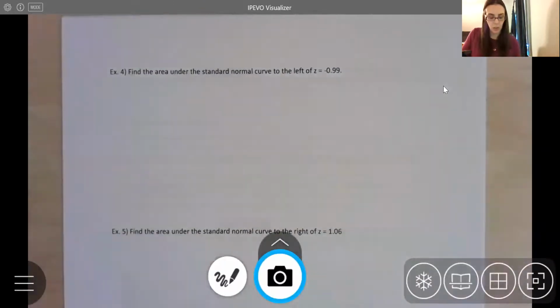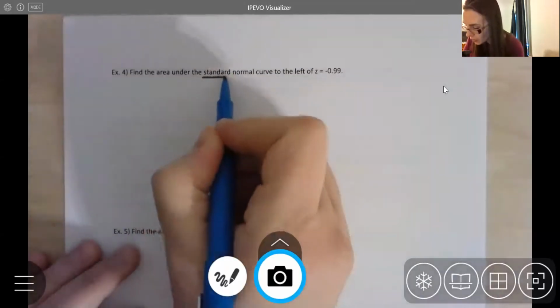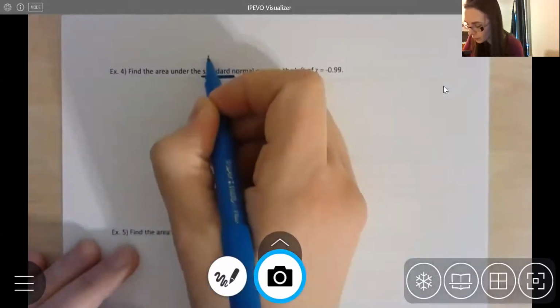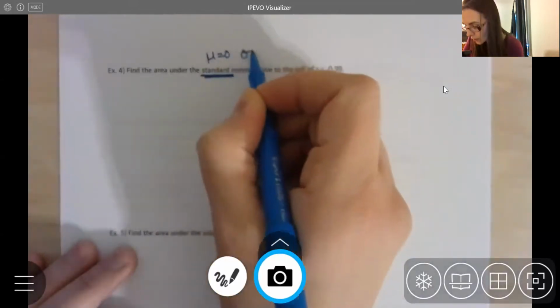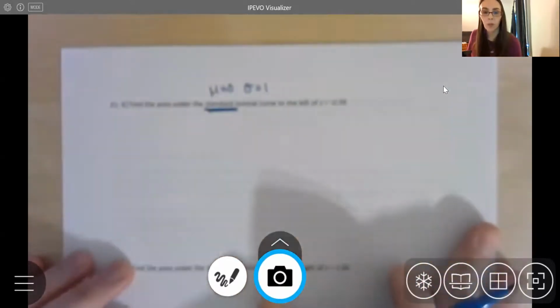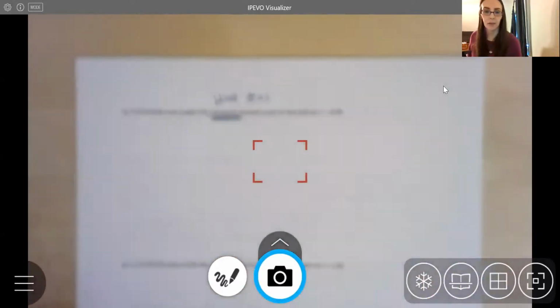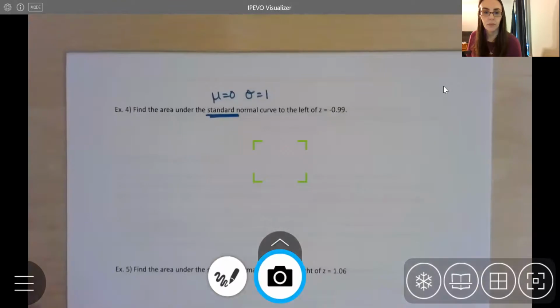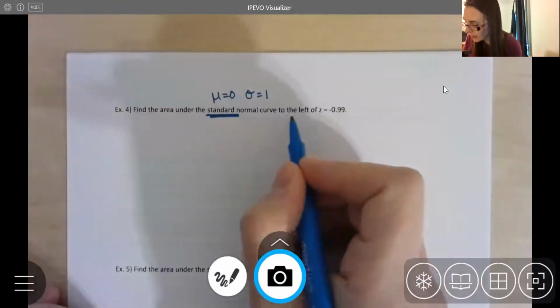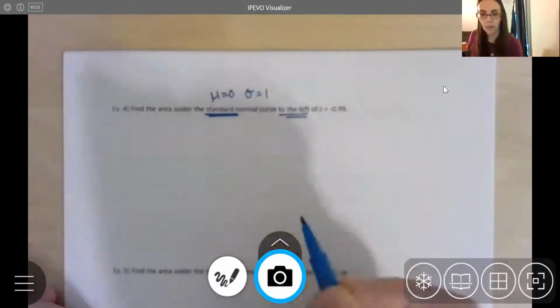All right, so we're going to find the area under the standard normal curve. If you see standard normal curve, then your mean is 0 and your standard deviation is 1. Always, always, always. If you see that word standard. And we want the area to the left of the z-score.